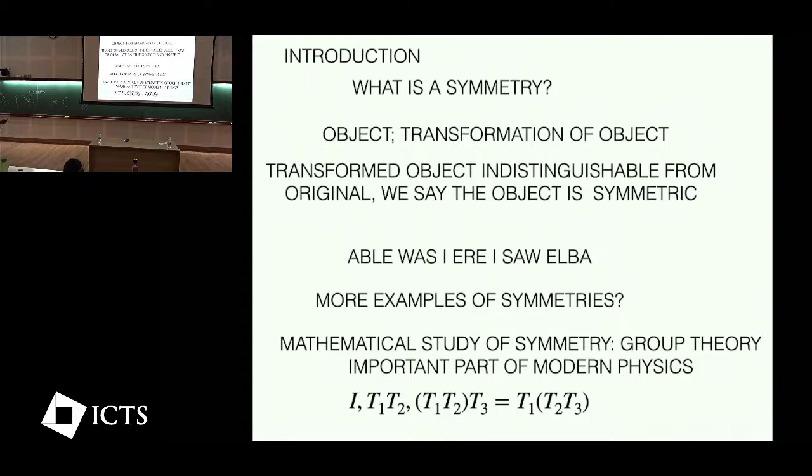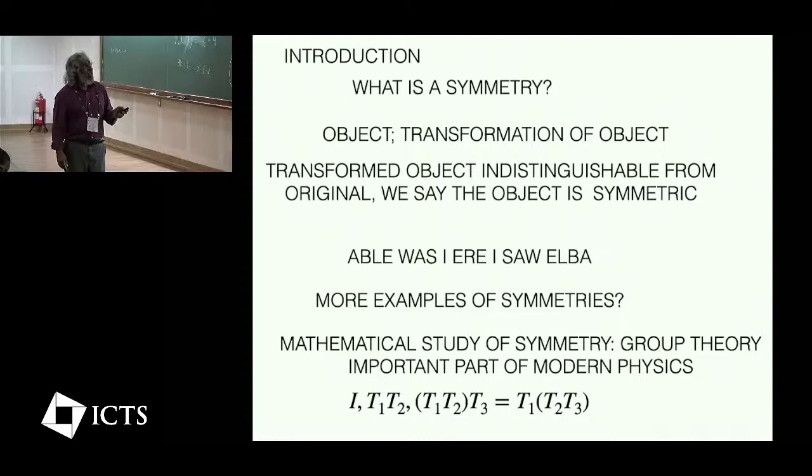So what is a symmetry? I'm trying to define a symmetry in terms of an object and a transformation of an object. I have something and I transform it in some way, and the transformed object is indistinguishable from the first. We say the object is symmetric if this happens under that particular transformation.